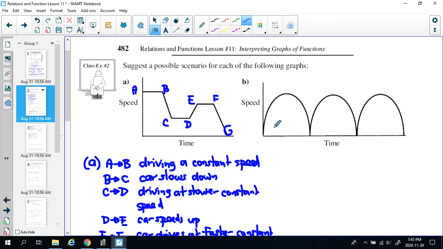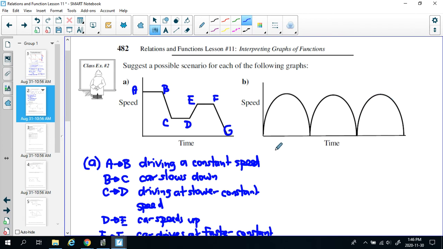Okay, B. This one's a little bit weird. What you have here is an object that's initially not moving, then it starts to pick up quite a bit of speed, then it starts to slow down. Then the object comes back to rest. Then it picks up a bunch of speed, is going really fast, then it slows down and comes back to rest. Picks up speed, comes to a maximum speed, and then slows down and comes back to rest.